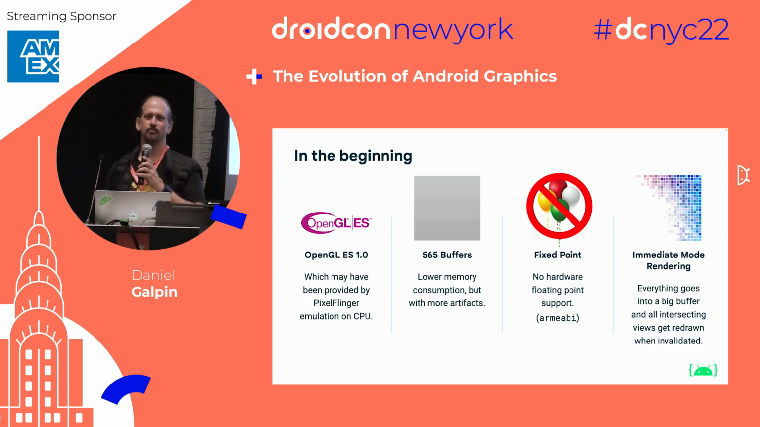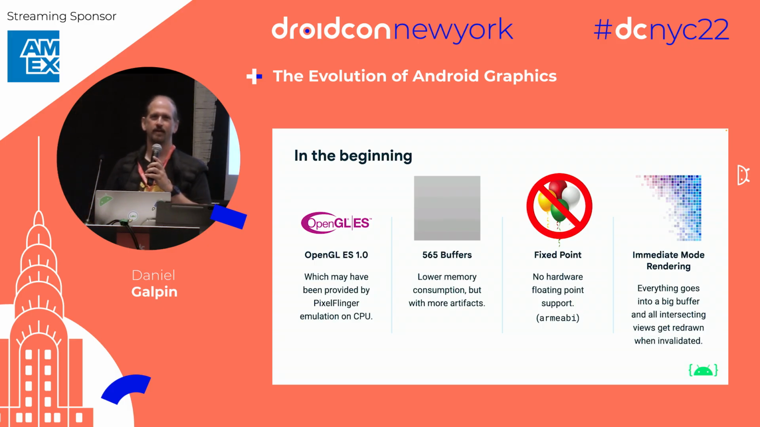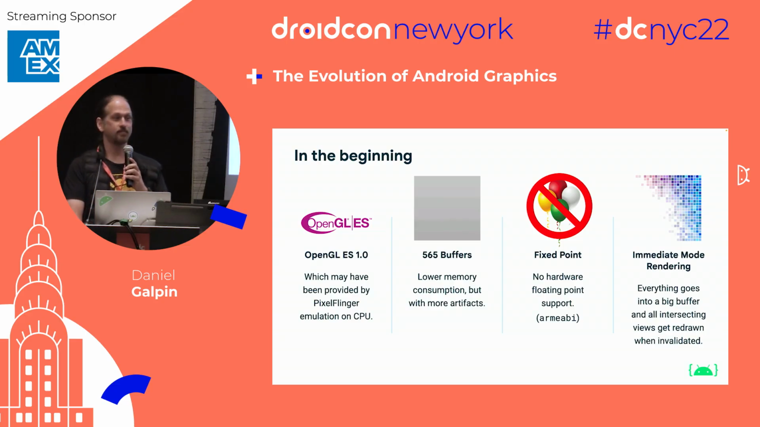So we had this thing called Pixel Flinger, which a genius wrote, which just basically converted. It was an in-CPU GPU. We had fixed point. We had immediate mode rendering. Lots of artifacts. And in the beginning, we had this thing called a shader, from day one.